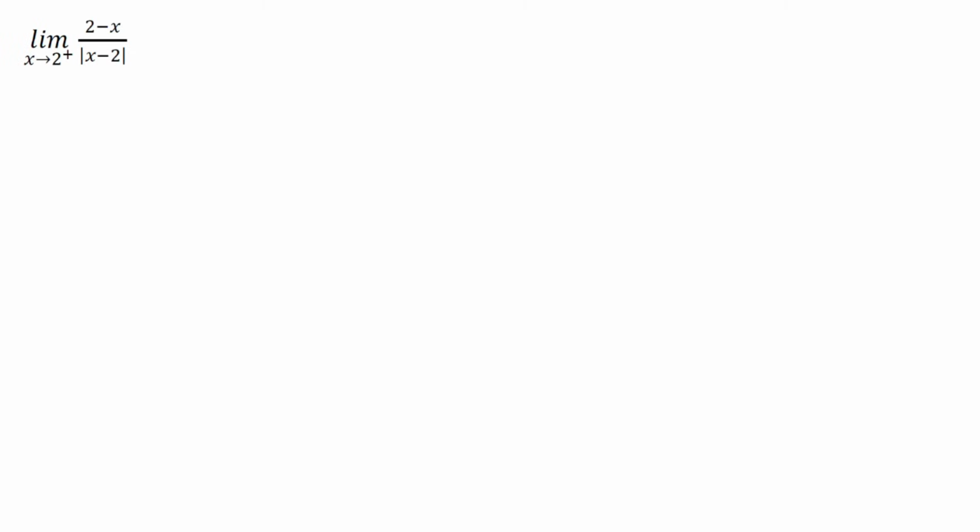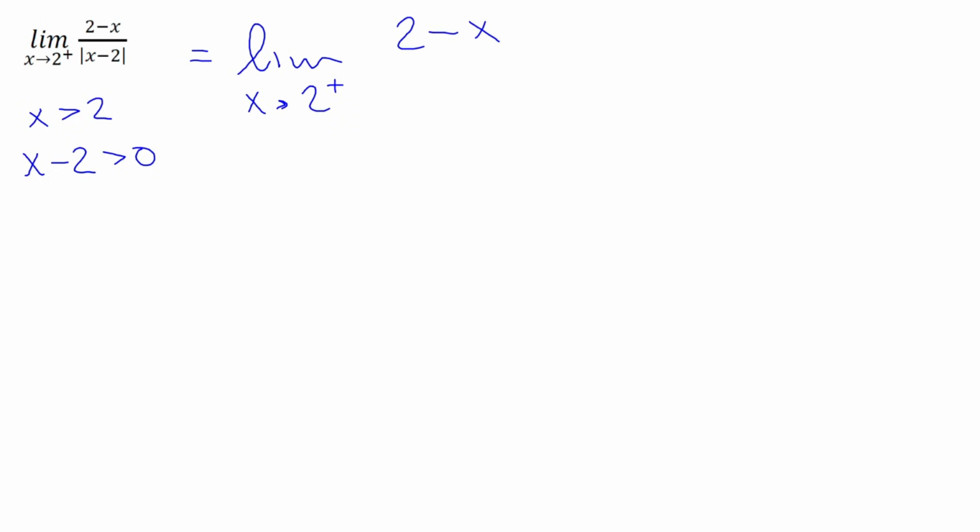And we'll do another similar thing here. We're approaching 2 from the right, which means that x is greater than 2. And if x is greater than 2, then x minus 2 is greater than 0. So the absolute value of x minus 2 is going to just be x minus 2. So this becomes a limit as x approaches 2 from the right of 2 minus x over x minus 2.